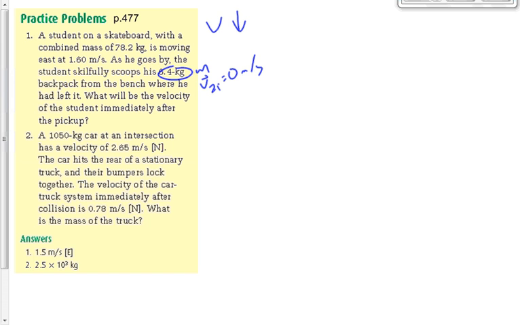What do you want to do? Impulse, momentum, conservation of momentum, energy? Let's see. There's a couple of things that we could do here, right? We could do impulse. We could. Or we could do conservation of momentum.